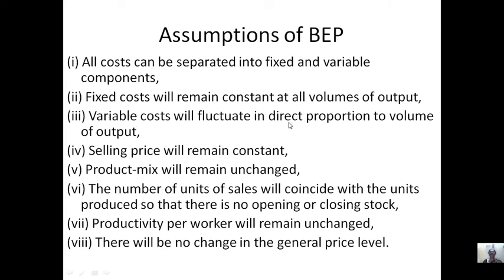They are assumed to change in direct proportion to the volume of output. This is the assumption. Surely they will change. Based on the output, variable costs will change, but they may not change in direct proportion to the volume of output. This is the limitation. And it is assumed that selling price remains unchanged.